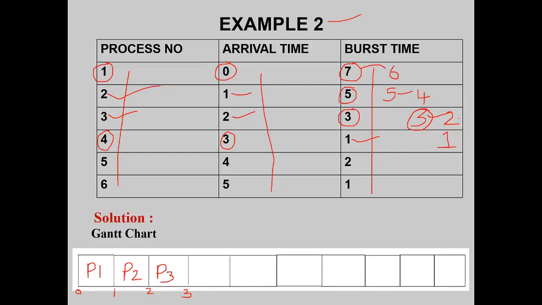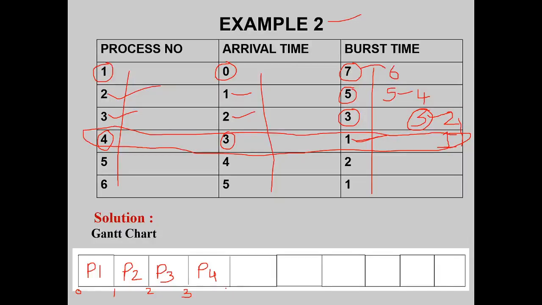A new process has come with burst time 1. So compare this burst time. Process P4 has less burst time, so allocate the CPU for process P4. So process P4 is executing. As process P4 has only 1 unit, it has completed its full execution.